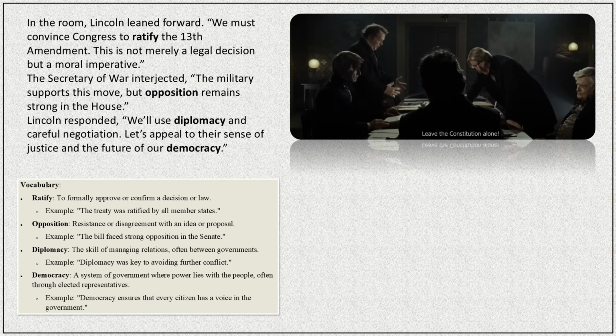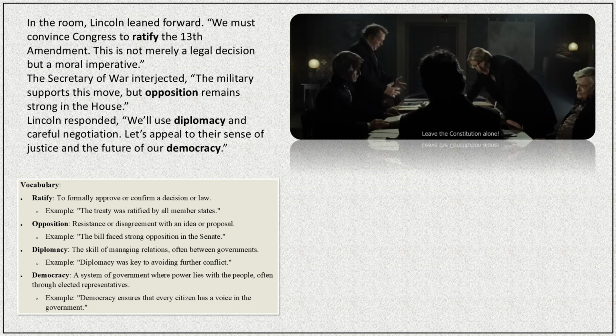Let's look at the new vocabulary we have learnt. Ratify. This means to formally approve or confirm a decision or law. The treaty was ratified by all member states. Opposition. This means resistance or disagreement with an idea or proposal. The bill faced strong opposition in the Senate.